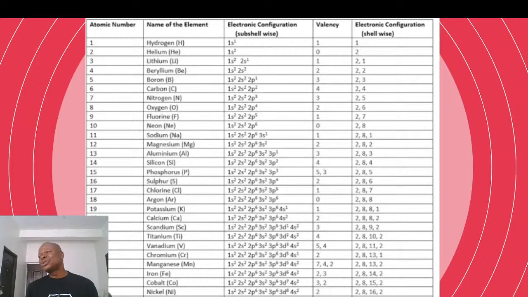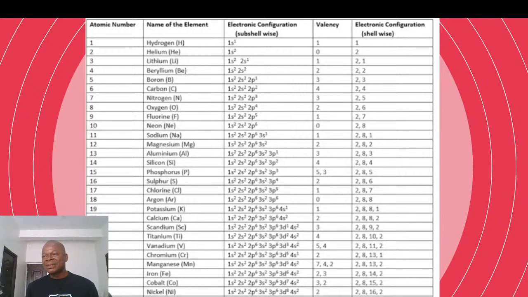Then, if you go to its shell, you want to arrange it according to the K, L, M shells. What you're going to see there is 2 will be in the K shell, the L shell will be 8, and you will now have 1 at the M shell. That's the valency electron there, which will now become 1.